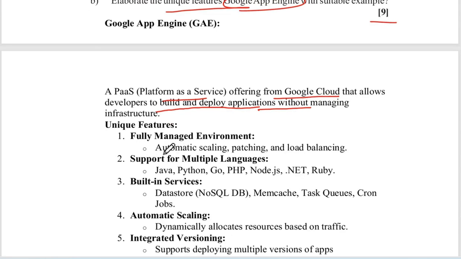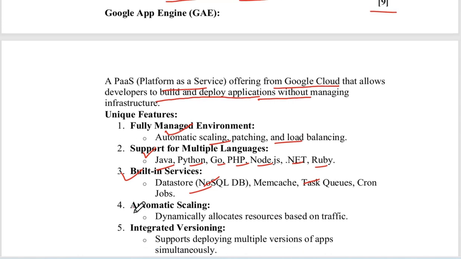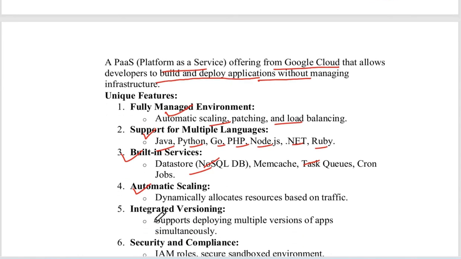So what are the features? Fully managed environment, scaling, everything is good, load balancing. Which languages are supported? Java, Python, Go, PHP, Node.js, .NET and Ruby. Built-in services, it provides the database services like NoSQL database, task queue, cron jobs, etc. Automatic scaling, it is scaled automatically.